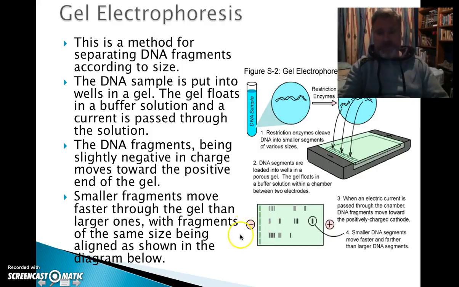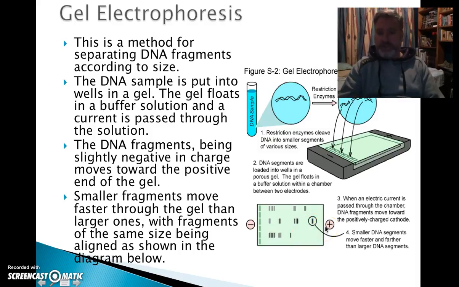That's a mark right there, the negative charge. Being slightly negative, they're repelled by this negative end and attracted by the positive end. So this whole gel here is sitting in a solution. That solution's ionic and allows for charge to run through it. So we attach the negative end of our terminal here, positive end there, and run a charge through the solution.